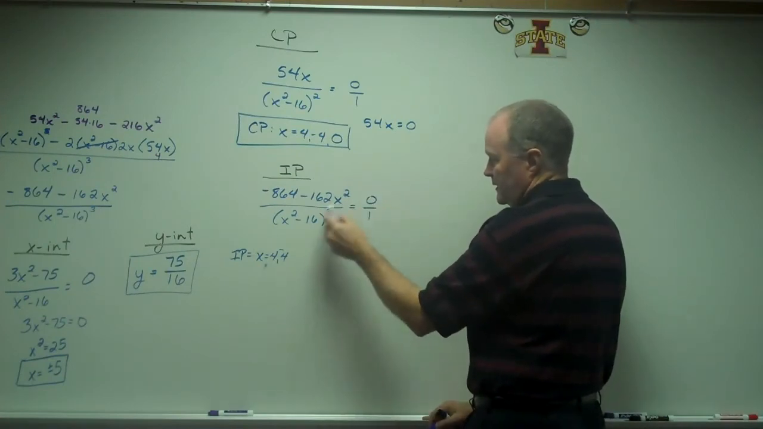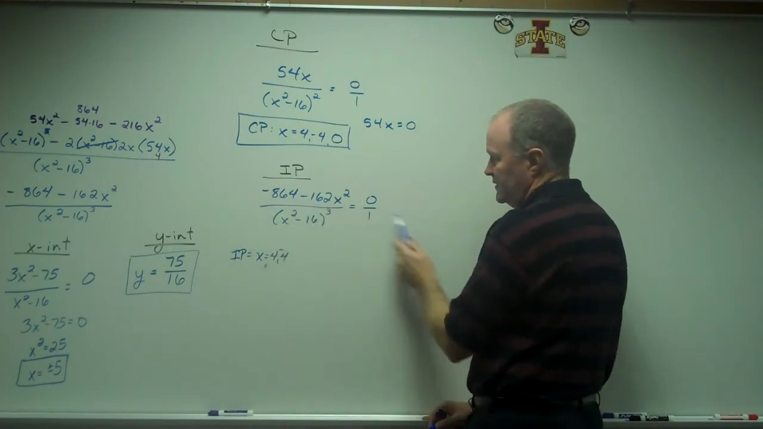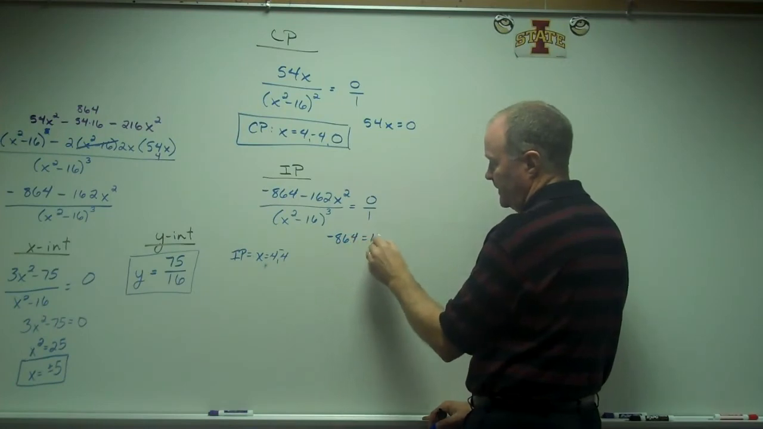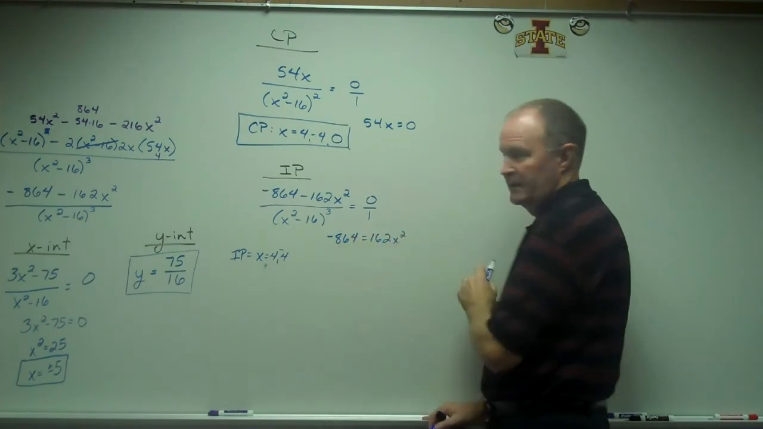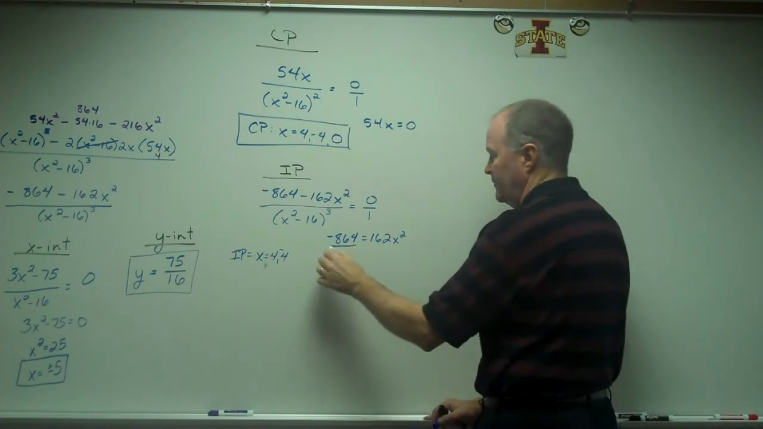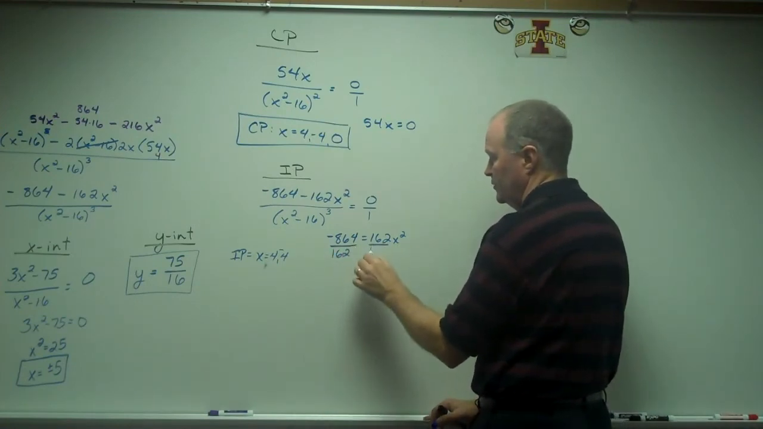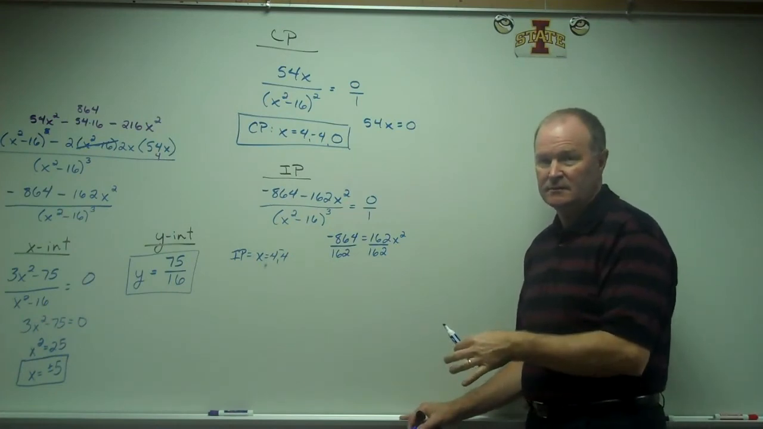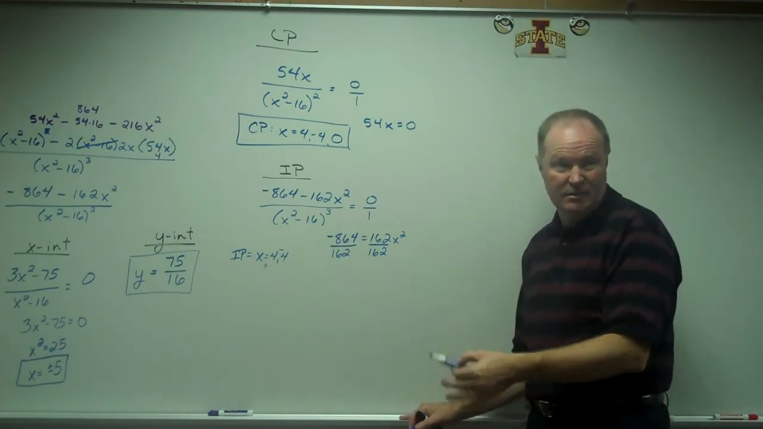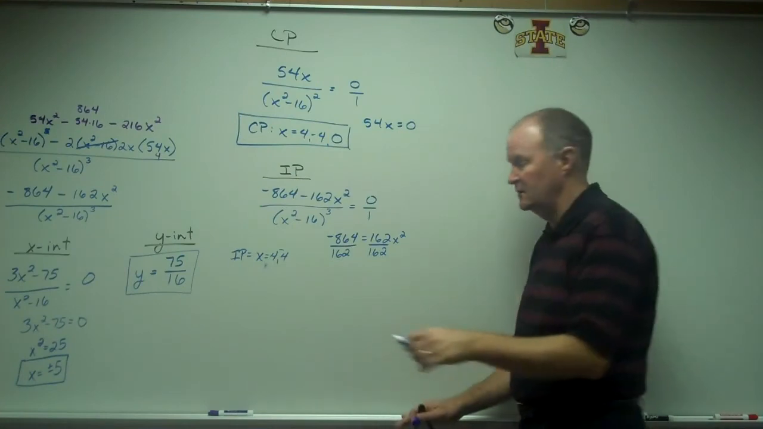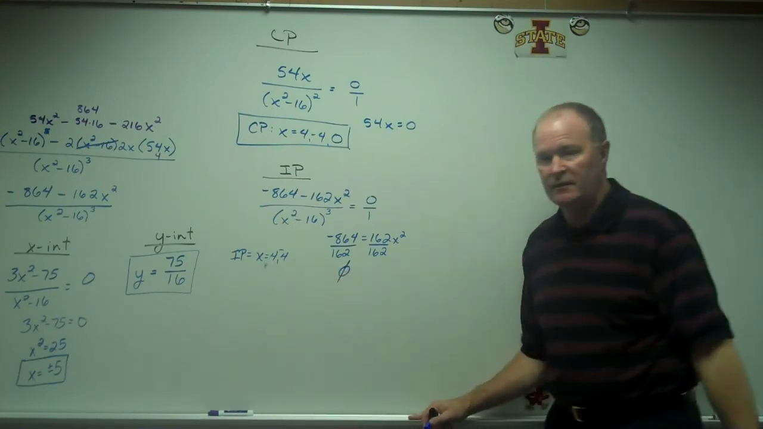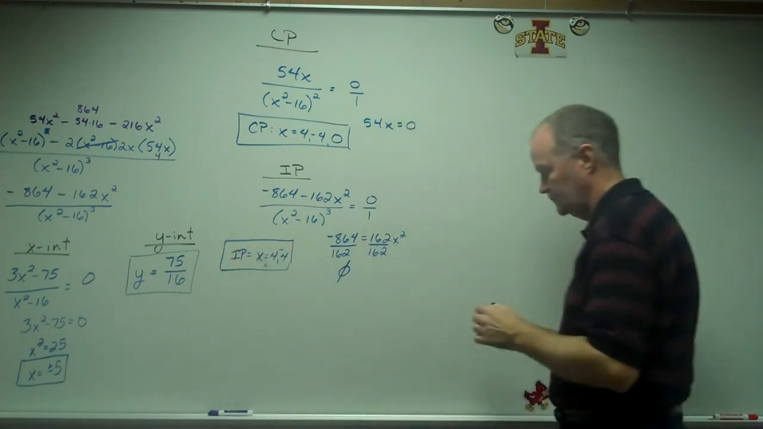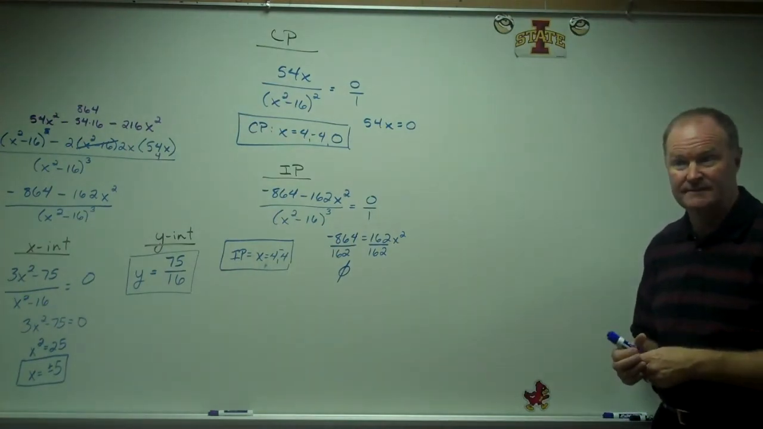So I got negative 864 minus 162x squared equals 0. Well, if I move things around, I end up with that. And if I divide by 162, what do you notice is going to end up happening? It's a negative square. I got to take the square root of a negative number. We're not used to that, so there's none of those. So we just have that.